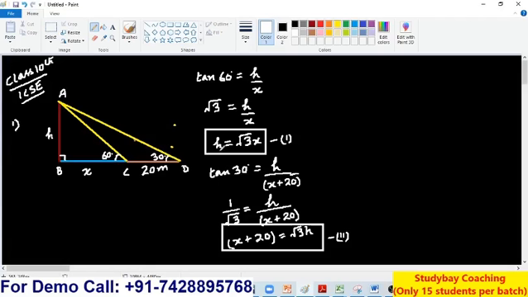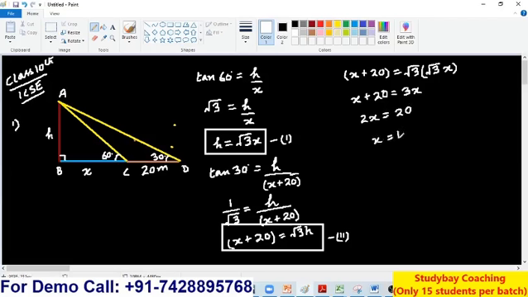Now as you can see that h equals root 3 x, so you can put the value of h in the second equation. Then what will happen? x plus 20 equals root 3 into root 3 x, and so x plus 20 will be equal to 3x, because you know that root 3 into root 3 will be 3. Finally 2x will be equal to 20, and x will be equal to 10. So we can say that the breadth of the river is 10 meter. You can highlight this, and this part is done.